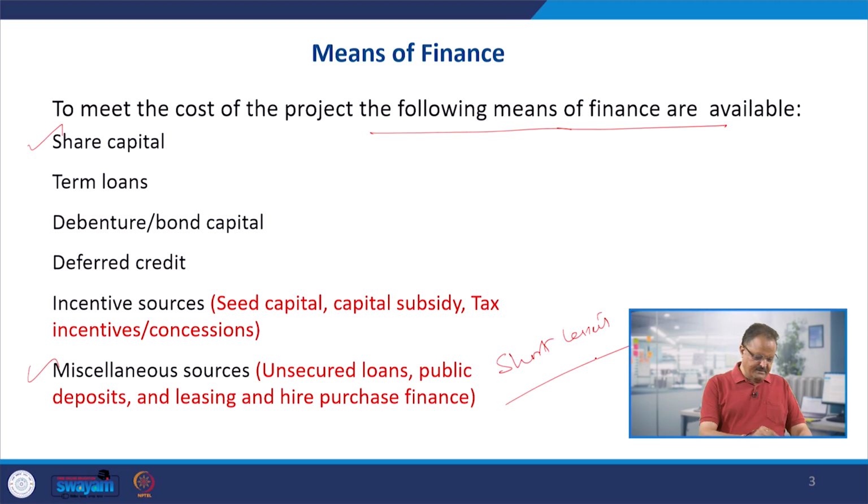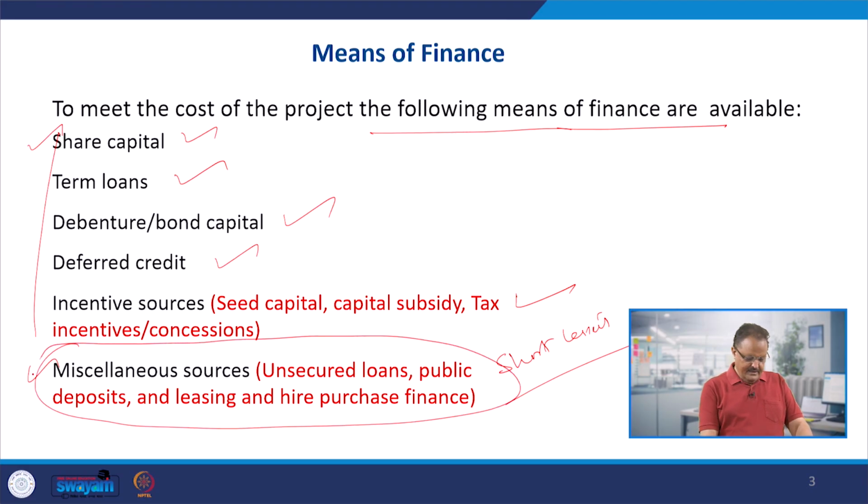For the long term purpose, you have these sources: you can use share capital, term loans, debentures and bond capital, deferred credit, and incentive finance from the government, right? For the short term purpose, this is the last source which is available, and we can raise funds from this source. So firms require funds for both purposes.